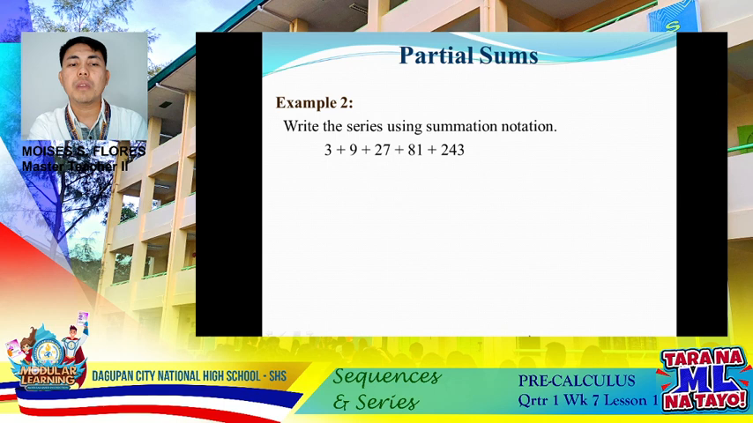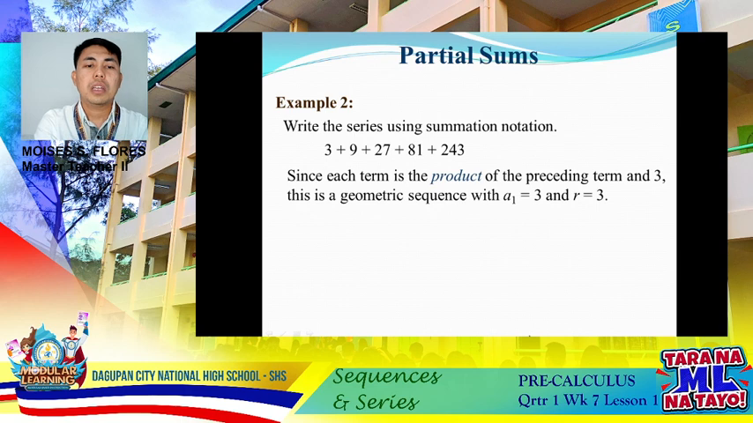Write the series using summation notation: 3 plus 9 plus 27 plus 81 plus 243. Now, what do you observe? Is this an arithmetic sequence? Is this a geometric sequence? You will observe there it's a product of the preceding term and 3, so therefore it's a geometric sequence. Your first term is 3, and our r is simply 3 also, because 9 over 3, 27 over 9, 81 over 27, 243 over 81. We simply have your common ratio is 3.